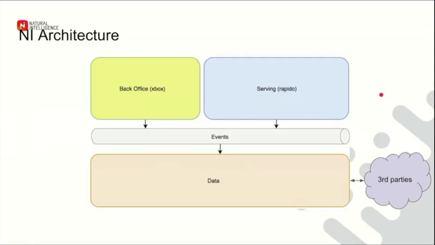So as we mentioned before, our system is split up into two parts. We have the back office and serving, and we have the data. Communication between these two parts of our system is done via an event bus.